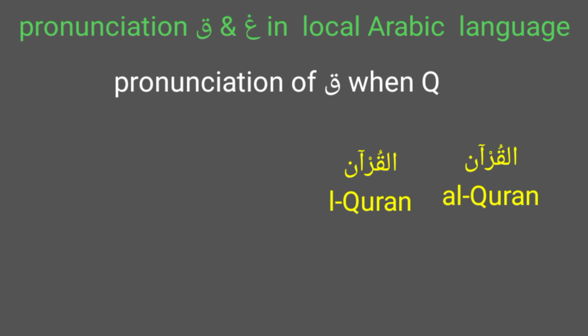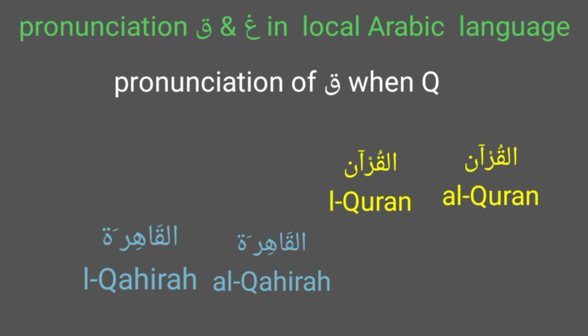Then Al-Qahira, Al-Qahira in modern standard Arabic, Al-Qahira. In local Arabic, Al-Qahira. Here, the letter Qaf is pronounced with its own pronunciation because Al-Qahira is a name of a famous town in Egypt.